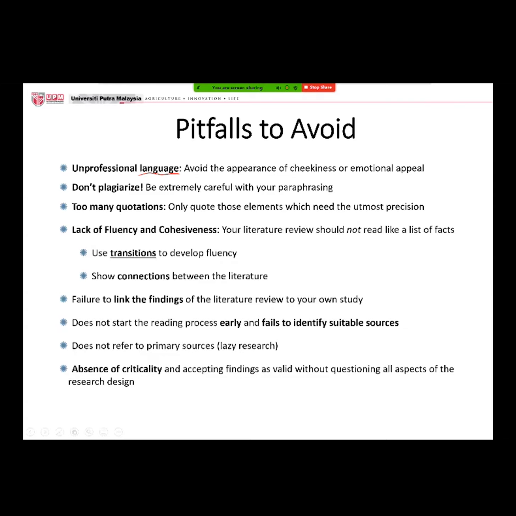Does not refer to primary sources, lazy research. I'm highlighting that because what I sometimes find students do, while they're doing their literature research, is they tend to only look at review papers. If you search for review papers, usually it will give you papers that review the topic that you want. People who write these review papers usually have 100 to 200 references. Imagine that, a lot of references, and they come up with one paper.